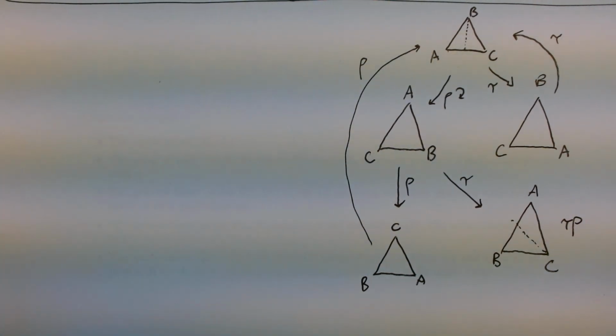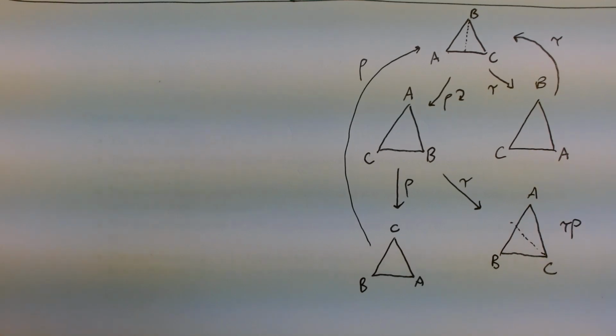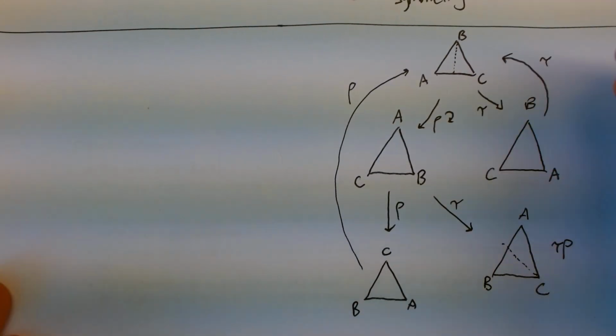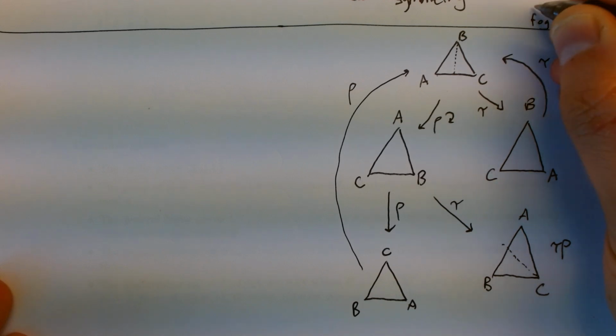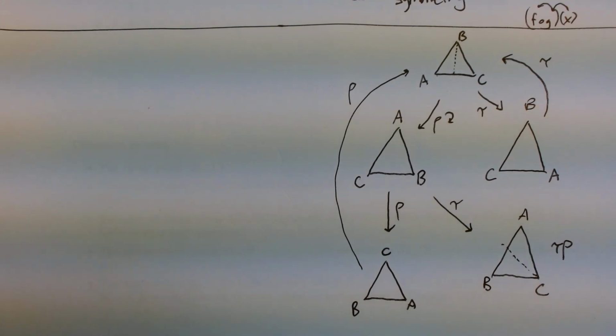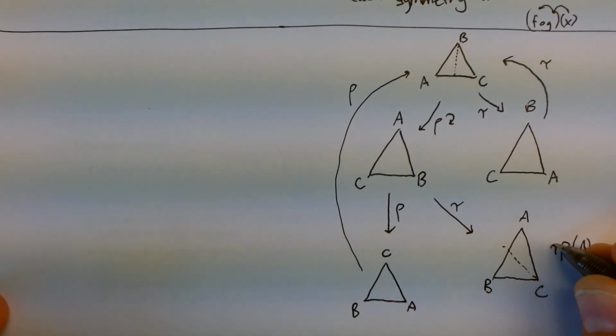Why do I write it in that order? For some reason, we think of this as moving from right to left. So I apply rho first and then tau. I suppose it's the same as how we do functions, right? Like if I say f of g of x, I do x into g first and then into f. So that's the reason why we do it from right to left. So I think of this as applying this to a triangle. I put that triangle through rho first and then I put it through tau.